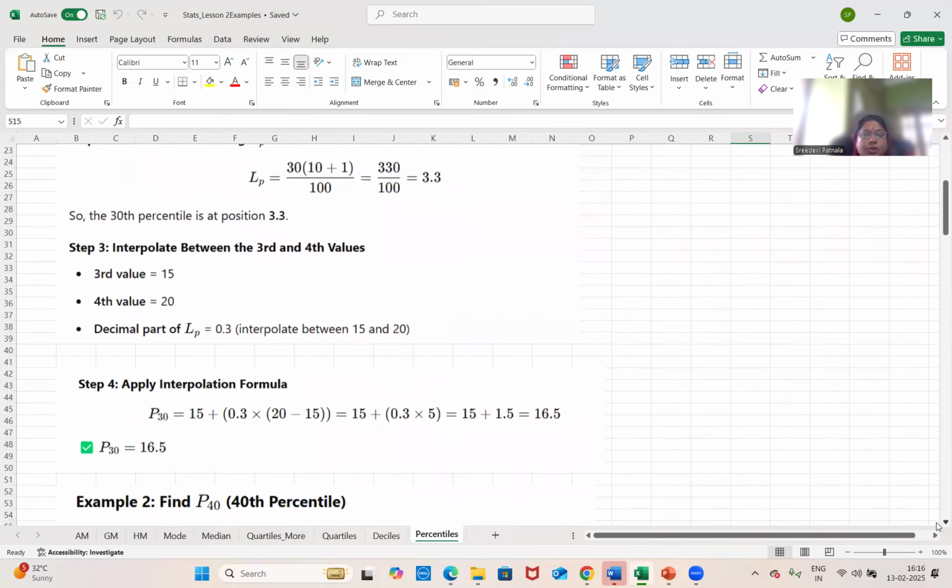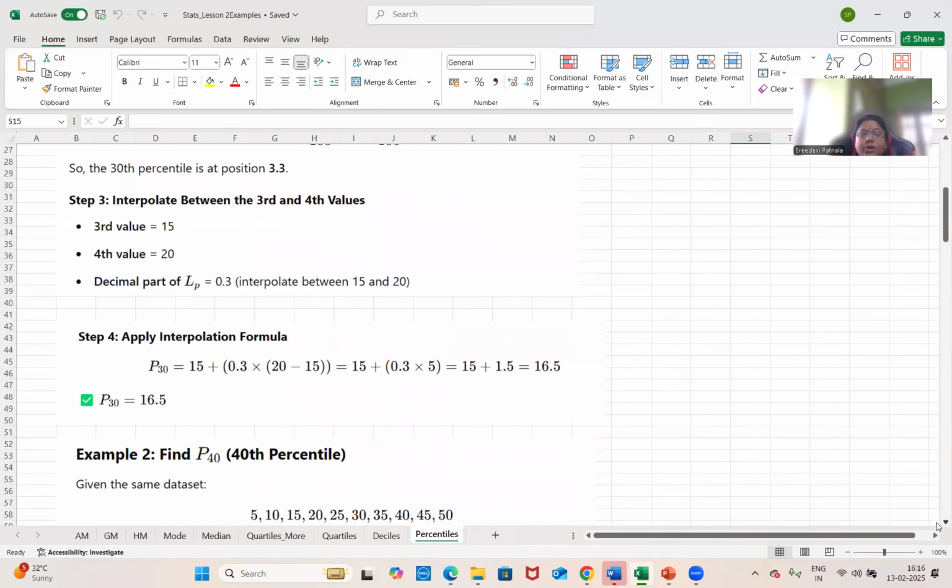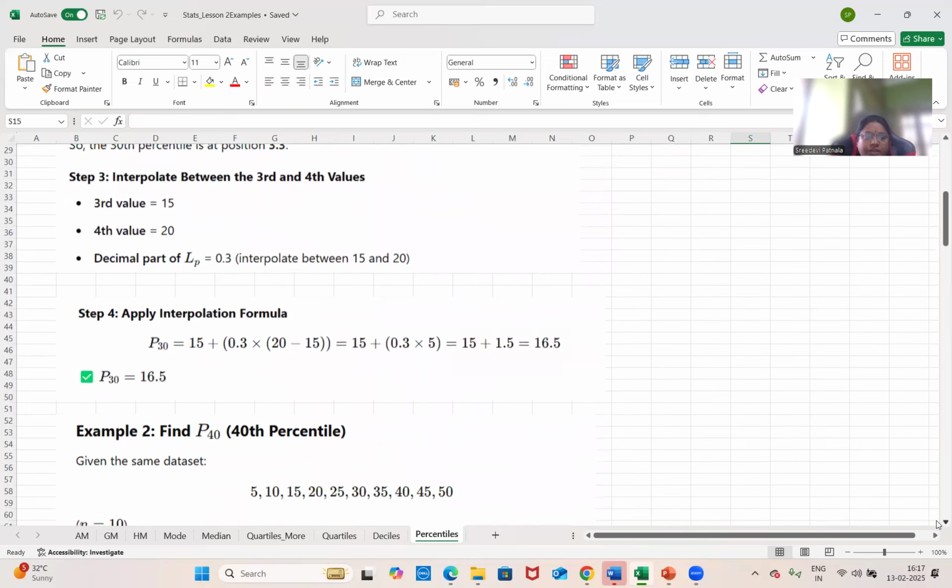Now 0.3 is your interpolation factor. The interpolation is the third value plus the decimal value into (upper value minus lower value). That becomes the interpolation, so 16.5. So your P30 becomes 16.5.